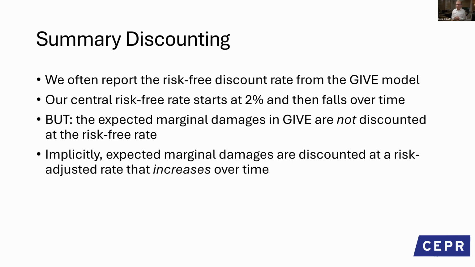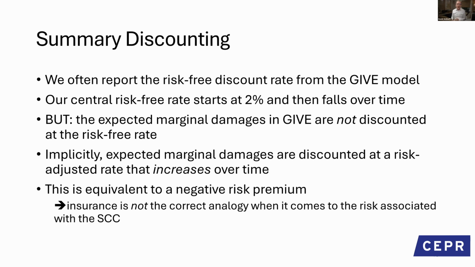Yeah, so we're discounting at an increasing discount rate here, and that is equivalent to a negative risk premium. I just want to highlight one interesting point here. Sometimes people bring up the insurance analogy on the social cost of carbon, that we should think about the risk associated with the social cost of carbon in an insurance context. But really, if you have the framing that I've shown you today, it's not like insurance at all.